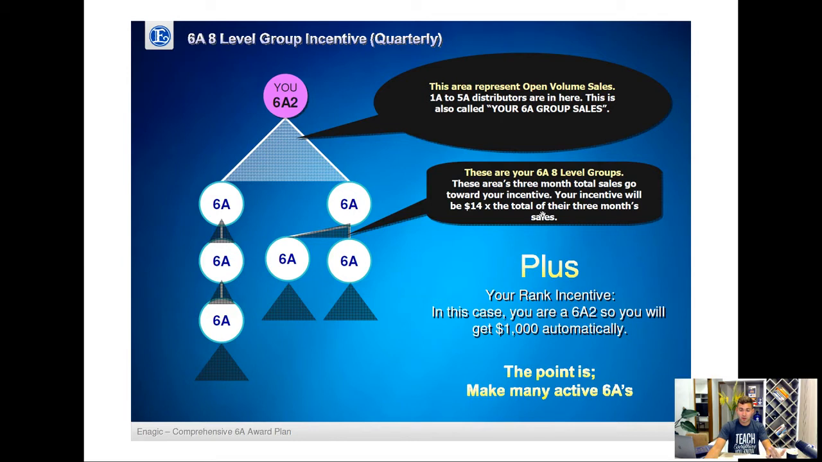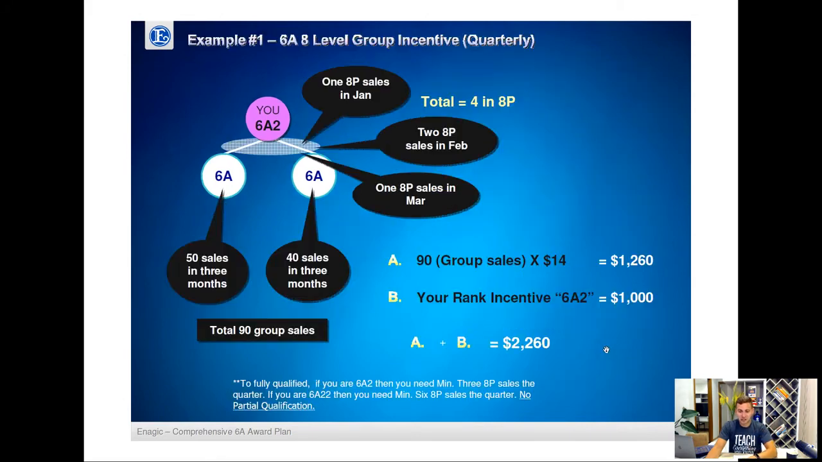So same thing as the monthly bonus, guys. All right, and these are your area's 3-month total sales. Okay, so before it was monthly, now it's quarterly, right? And it's the same sales, guys, but now just on a quarterly basis, you're going to be getting paid out $14 for every single sale within your 8 levels of 6As deep. All right, plus, you have that rank incentive, remember? So in this case, if you're 6A2, you'll automatically get $1,000 every single quarter. Again, the point is to reiterate, make as many 6As, active 6As, as possible in your organization.